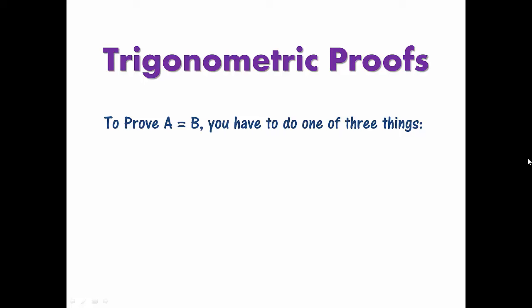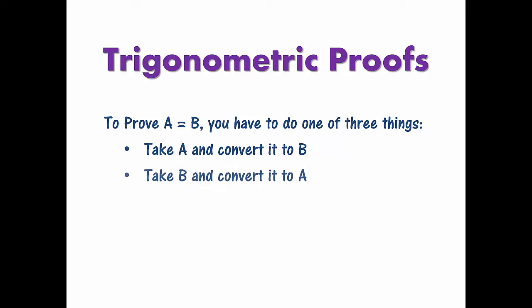This video is going to give you some tools for proving trigonometric identities. And the first thing we need to understand is the logic behind our proofs. So we have to do one of three things to prove that A equals B. Either we have to take A and convert it into B, or we have to take B and convert it into A. That's actually kind of the same thing. It just changes what side you start with.